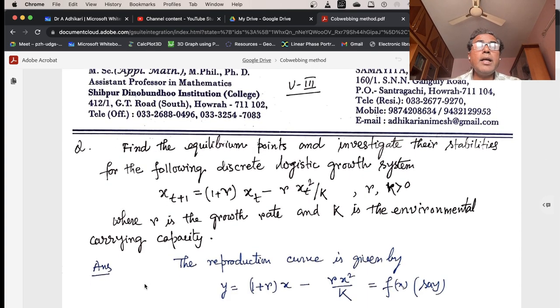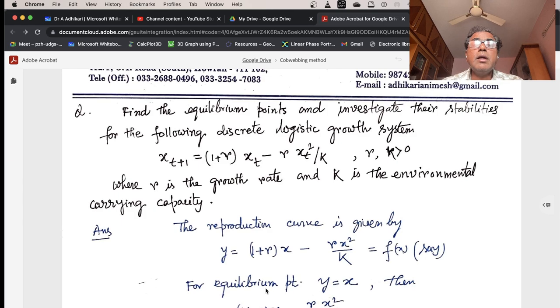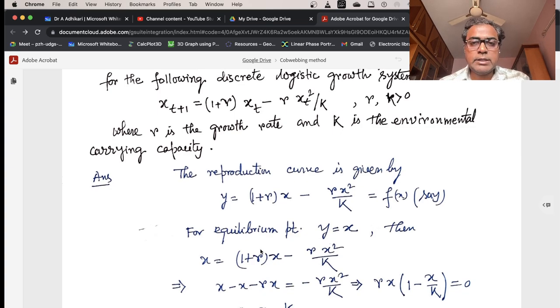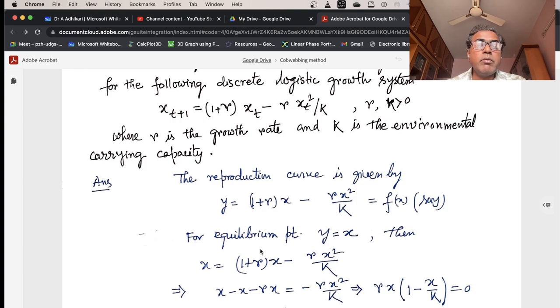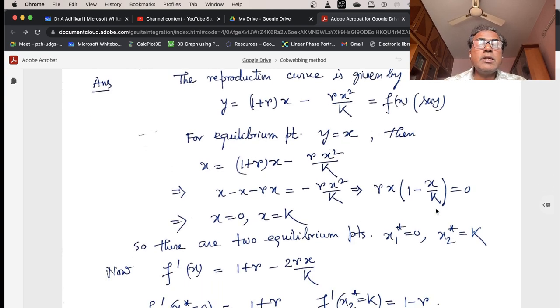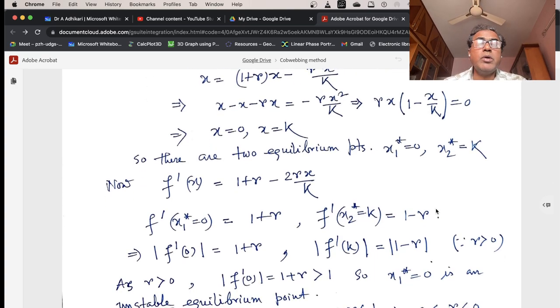Next question: find the equilibrium points and investigate their stabilities for the following discrete logistic growth system: x(t+1) equal to (1 plus r) x(t) minus r x(t) square by k, r and k both positive, where r is the growth rate and k is the environmental carrying capacity. So put x(t+1) equal to y and x(t) equal to x, and the right hand expression equal to f(x), and put y equal to x to find the equilibrium points. So we get x equal to 0 and x equal to k. We get two equilibria, x1 star equal to 0 and x2 star equal to k.